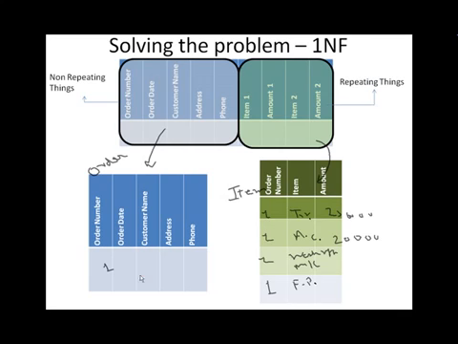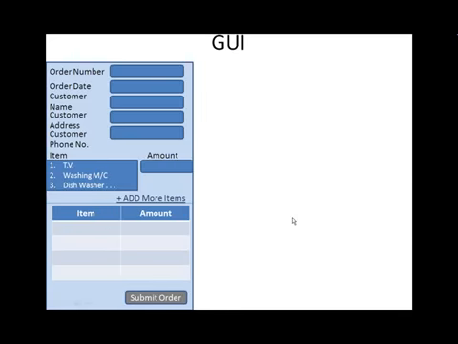And how would the GUI look for this? It would be as follows. It would have a non-repeating area, and for the repeating area I have created the following structure. There is an items drop down and there is amount. So you choose an item, let's say I chose TV, and I put in amount as 25,000, and I said add more items.